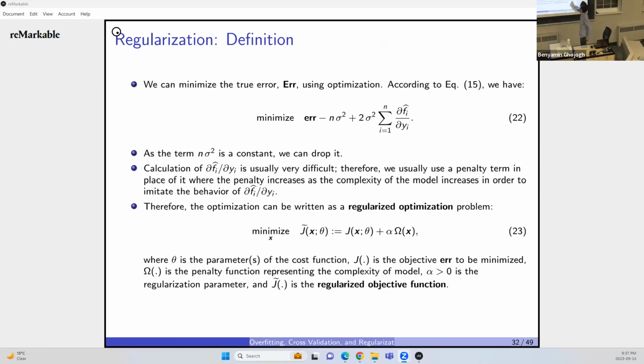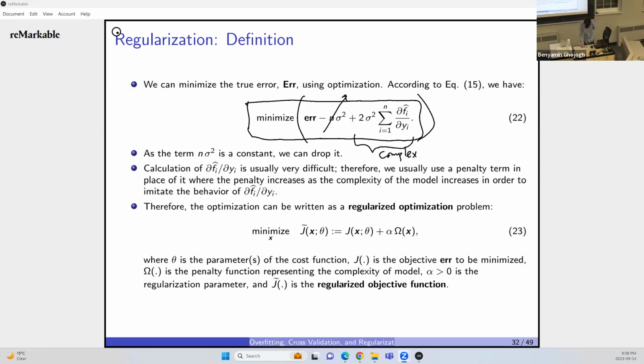Now, I want to minimize the true error, because the true error is important to me, right? Let's minimize the true error. This was a true error, right? Why am I using this formula for true error? Because I'm using training data. I want to train. Okay. This is a constant, get rid of it. The last term is complexity, right?